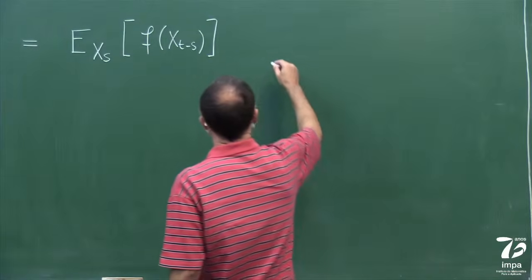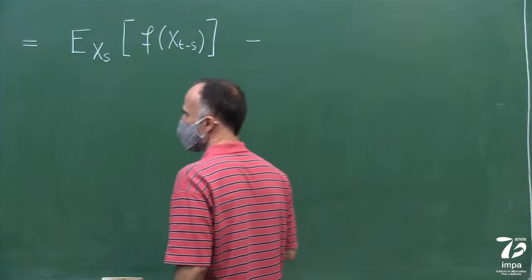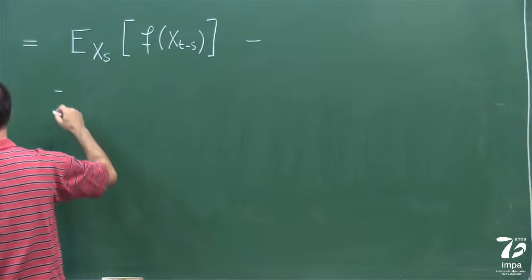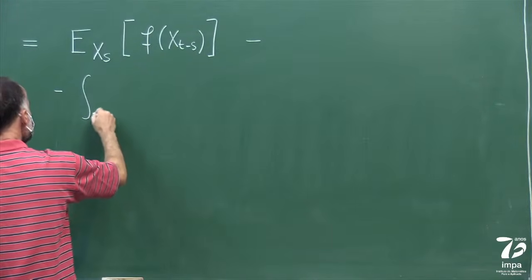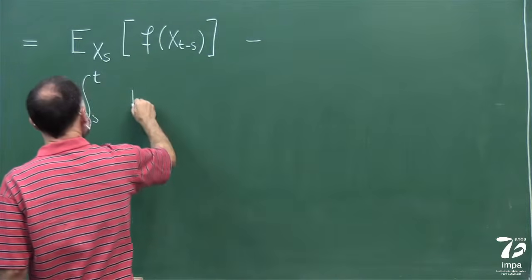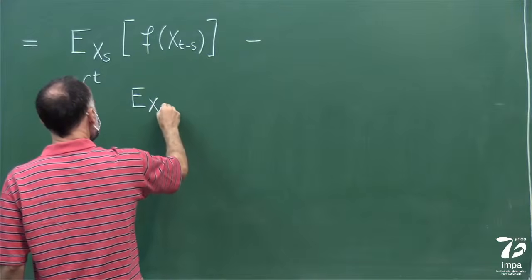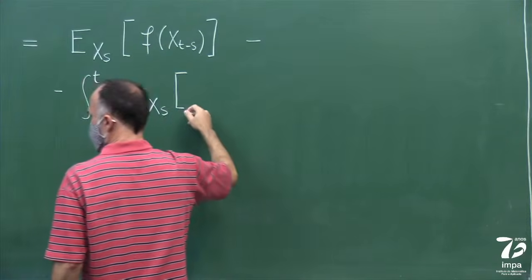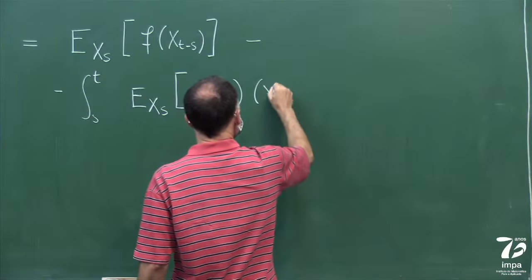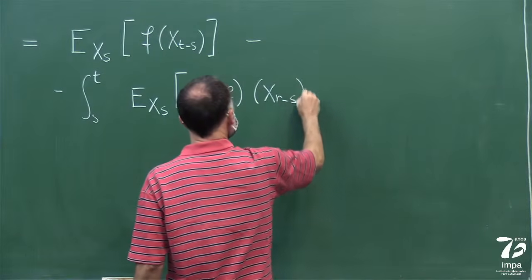Then there is a second term, which I don't touch. And there is this third term, for which I will again use the Markov property. So this is, starting from X_s, Lf at X_{r-s}.